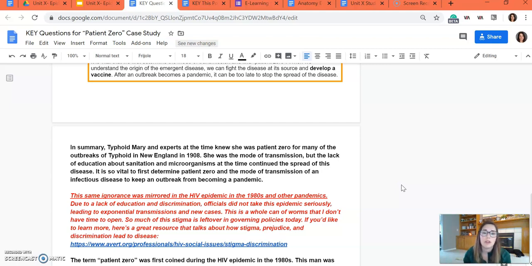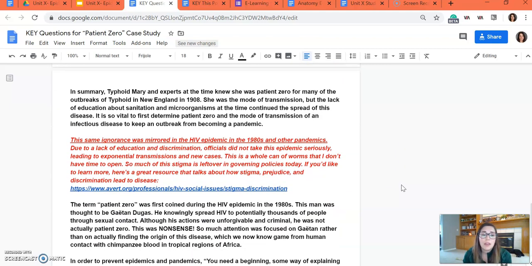So in summary, Typhoid Mary and experts at the time knew she was patient 0 for many of the outbreaks of typhoid in New England in 1908. She was the mode of transmission, but the lack of education about sanitation and microorganisms at the time continued the spread of this disease. It is so vital to first determine patient 0 and the mode of transmission of an infectious disease to keep an outbreak from becoming a pandemic. And then some of this ignorance is mirrored in other pandemics, especially the HIV pandemic in the 1980s. Due to lack of education and discrimination, officials did not take this epidemic seriously, leading to exponential transmissions and new cases.